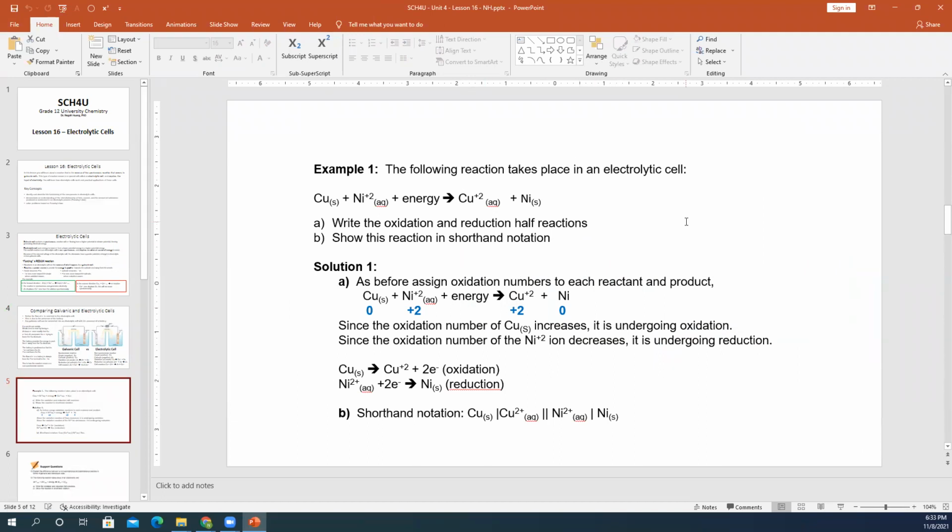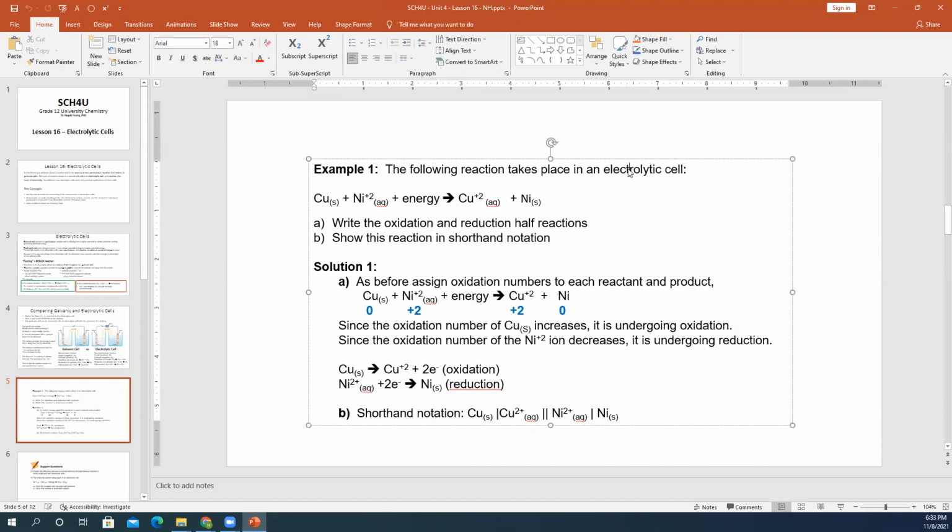So in this example, this following reaction takes place in an electrolytic cell. So that tells you right away that this is not a spontaneous reaction. So write the oxidation and reduction half reactions in part A, and in part B, show this reaction in shorthand notation. So the solution, step by step, you go through it.